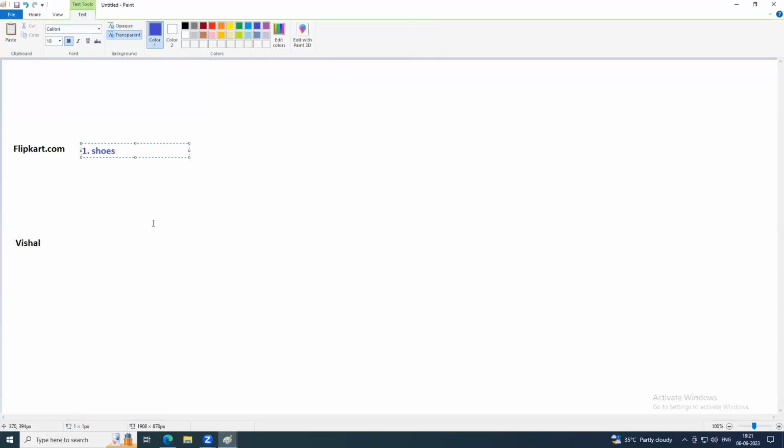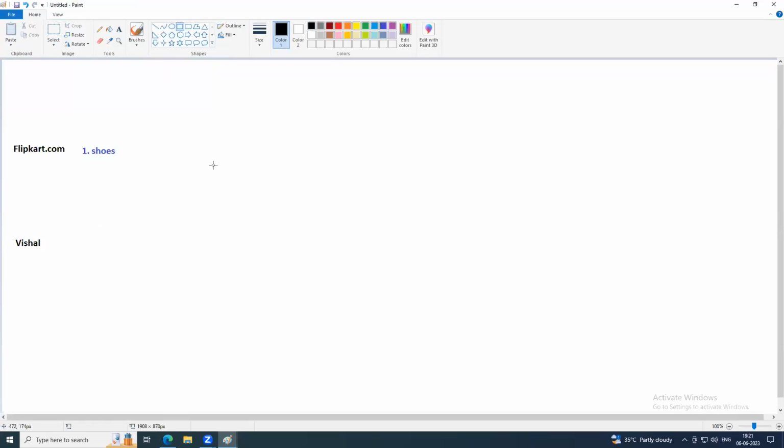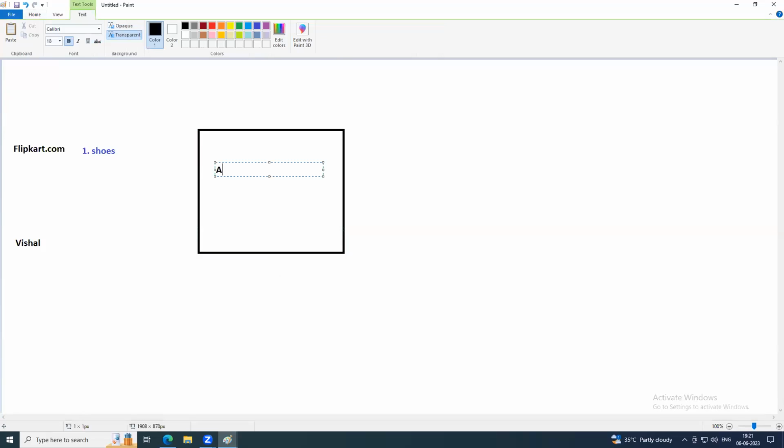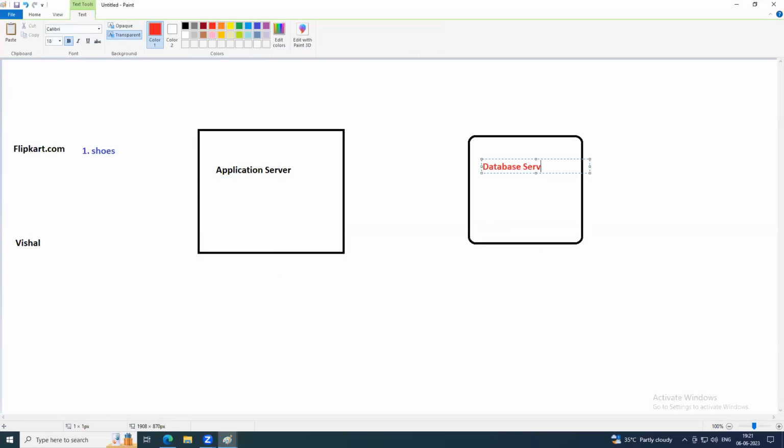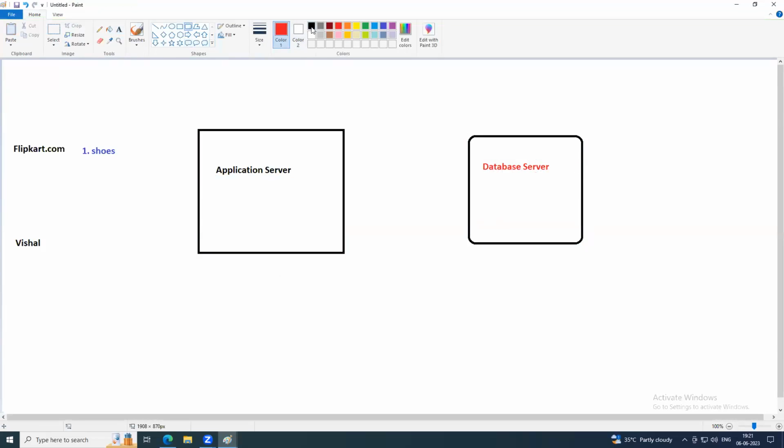Guys, whenever he's searching for shoes, in the backend, the request will go to where? The application server only, no? I mean, we have so many things, but it will go to the application server, yes or no? This is the application server. From the application server, the request will go to the DB server, correct? The database server. And from the database server, it will go to the hard disk, correct? We have a hard disk.